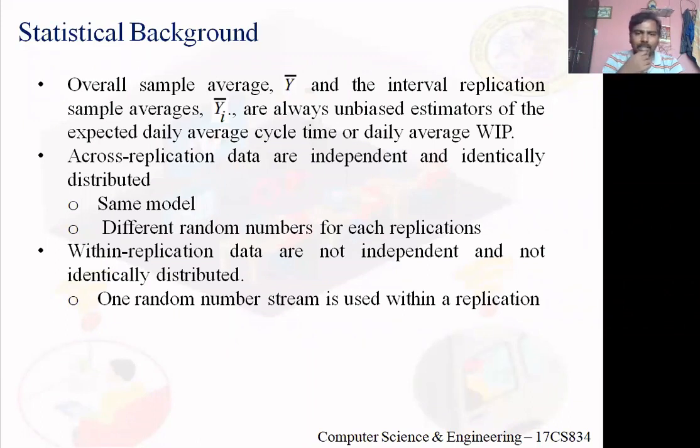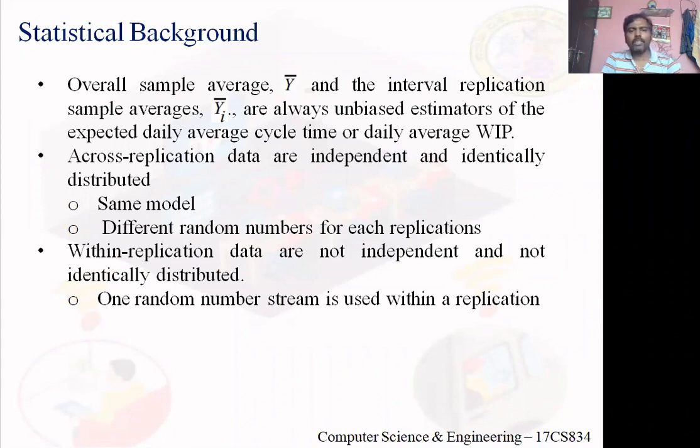The main thing to highlight, I said, is that across replication, data are independent and identically distributed. Across replication means across different runs. Today I'm going to run a banking system. Tomorrow also I'll run a model for a banking system. Today's input stream and initial condition might be entirely different from tomorrow's initial condition and input parameters. So we call across replication data independent and identically distributed.